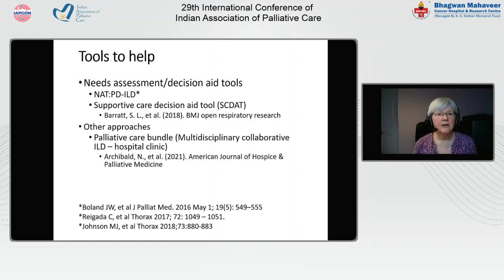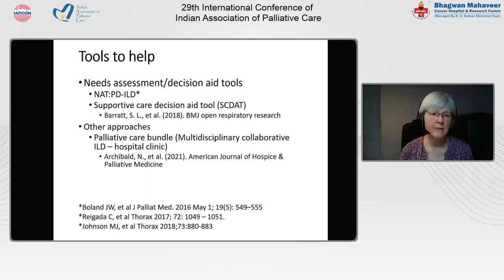There are other decision aid tools, like the supportive care decision aid tool reported by the Bristol group, and there are other approaches in the literature. For example, a team in Canada are doing great things with a multidisciplinary collaborative ILD clinic with a palliative care bundle, and I've put the references there that you can see. I'm going to talk about the needs assessment tool firstly because I was involved in that work, so it's one I know, but also because it is validated and we do know the psychometric properties, whereas the SCDAT is a bespoke tool that has not been subjected to psychometric validation.